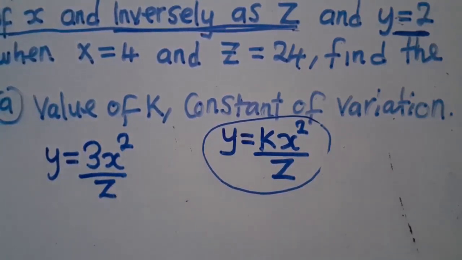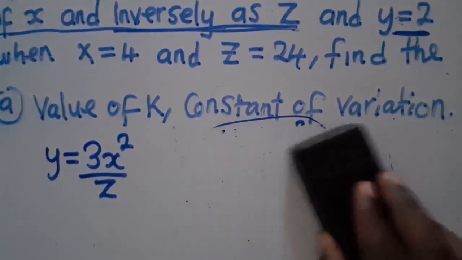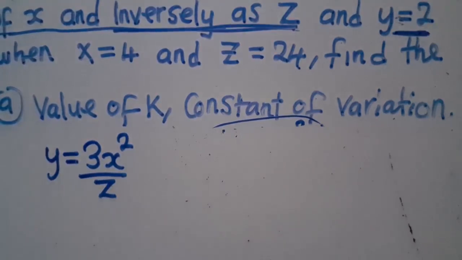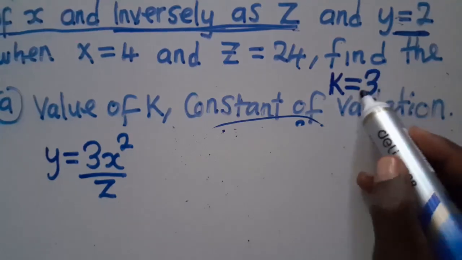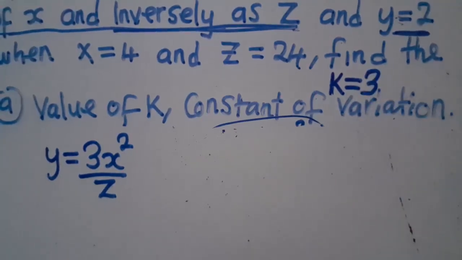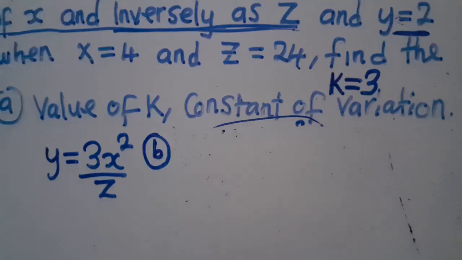This is the new equation that I'll be using to answer all the questions that I will be given. So I know that k is equal to what? K is equal to 3. That was the first question. The next question, we go to B. So B is our next question.